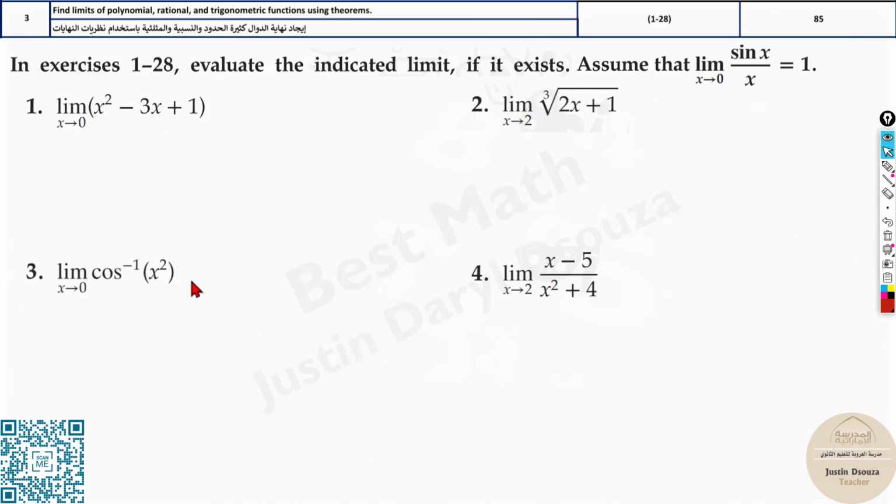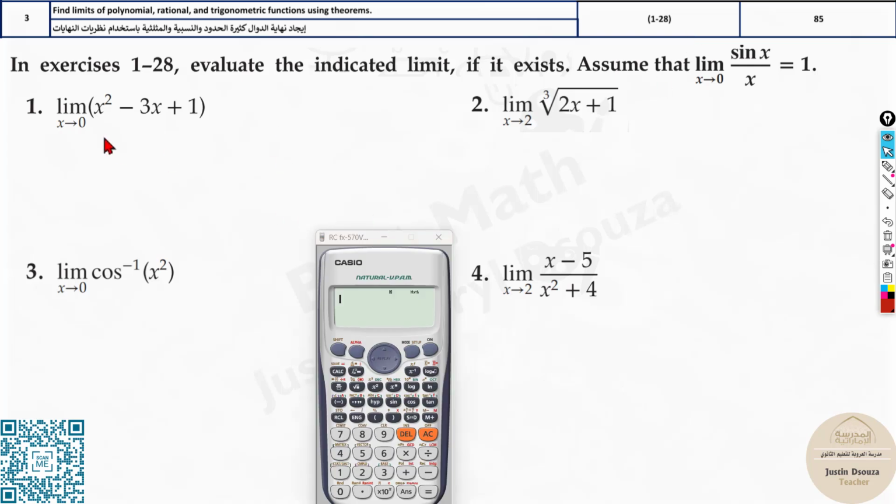But all of these can be easily solved in your calculators. I will show you how we can do it. Let's all take our calculators now. Here, the first problem is very simple. Whatever value you put, you get the answer. Because it's a polynomial, I'll just show you. You need to type it out as it is. You can't type limit in your calculator.